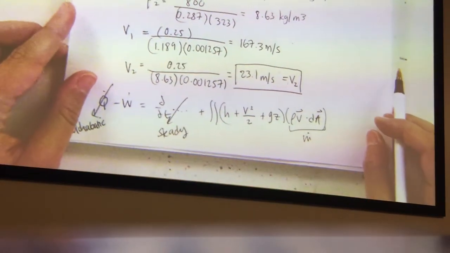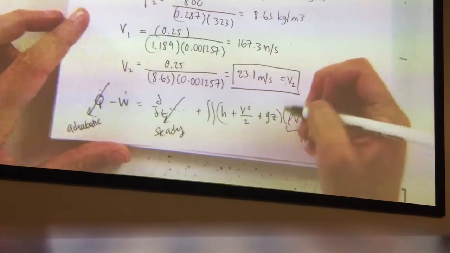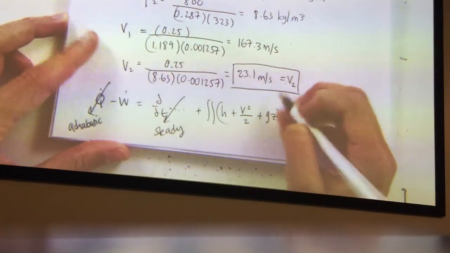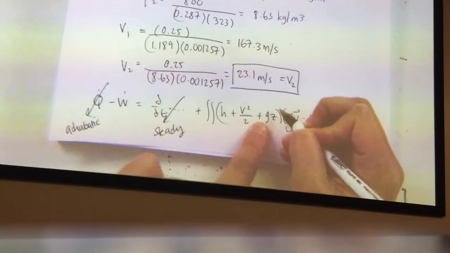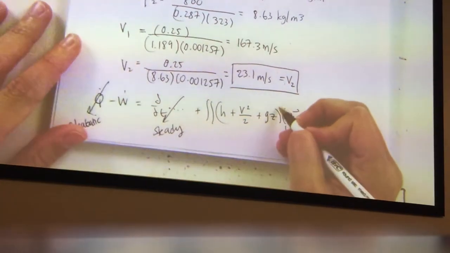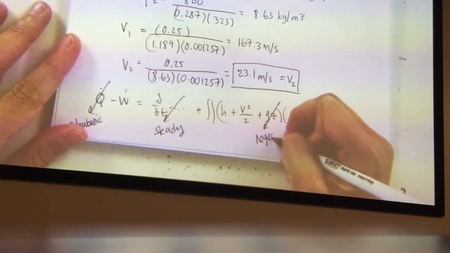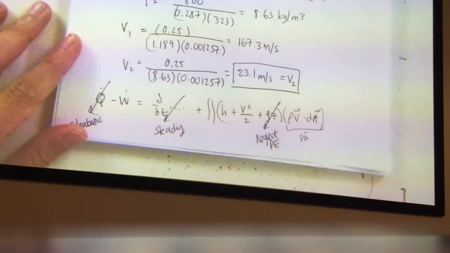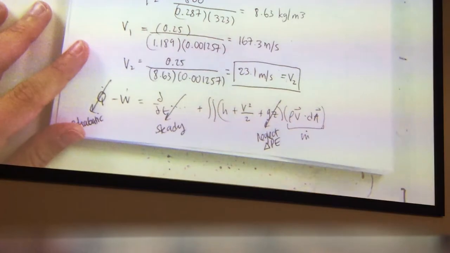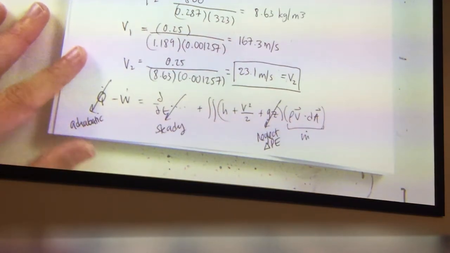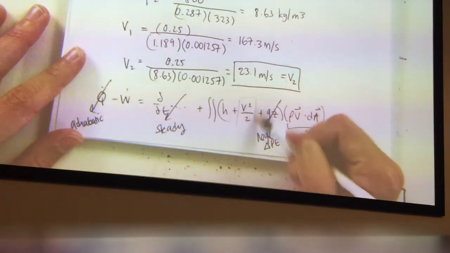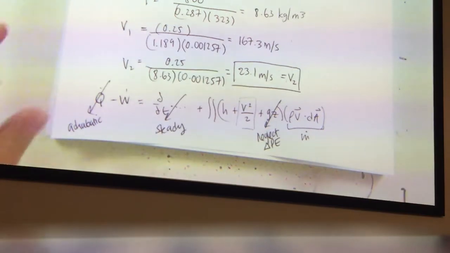In most of these problems, especially when it comes to air, we can assume the difference between Z1 and Z2 is not very big. So we can neglect the potential energy, or really any changes in potential energy compared to everything else in the problem. Because in this problem, what is big is going to be the kinetic energy, because of the changes in velocity.